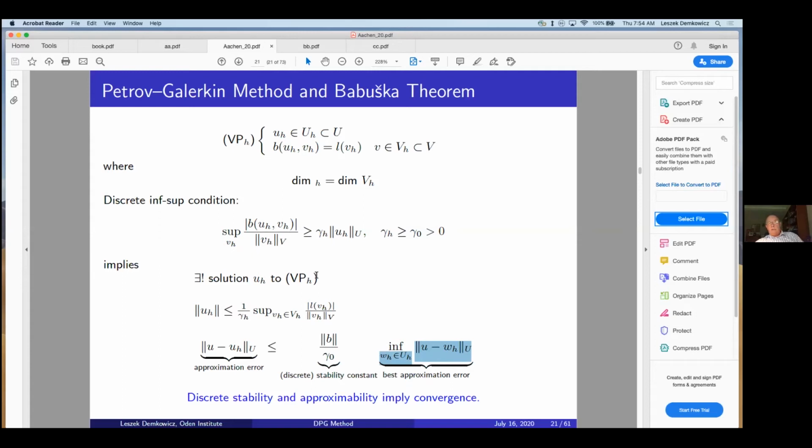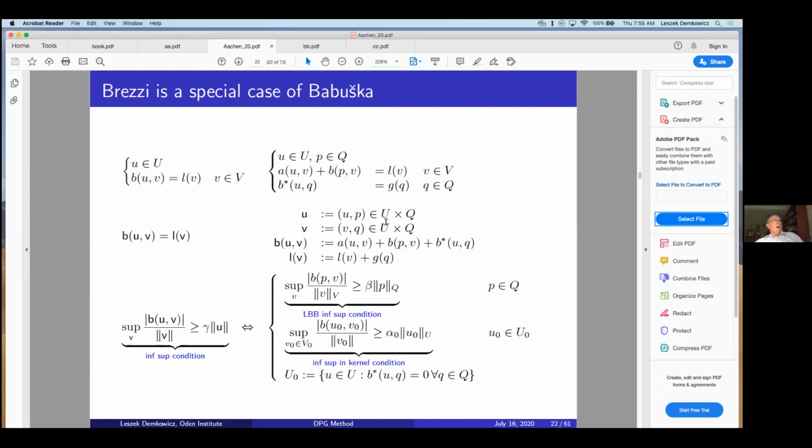Babuška's theorem is a great fundamental theorem, but it's not constructive. It's telling you what you need to have in order to have convergence, but it doesn't tell you how to construct this test space. So we're going to do it in a different way.